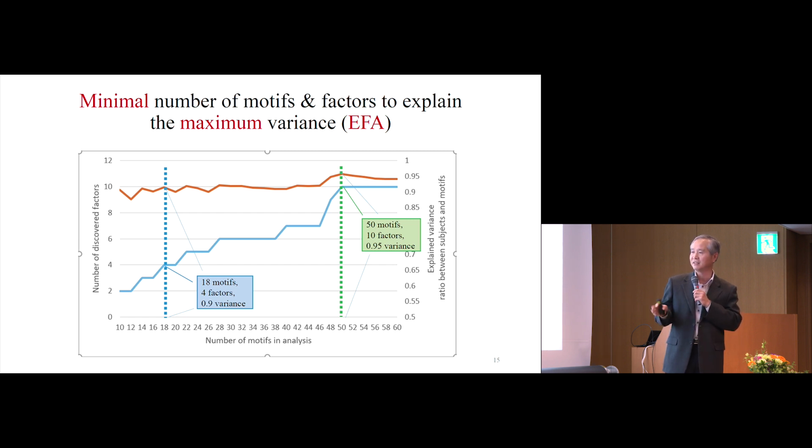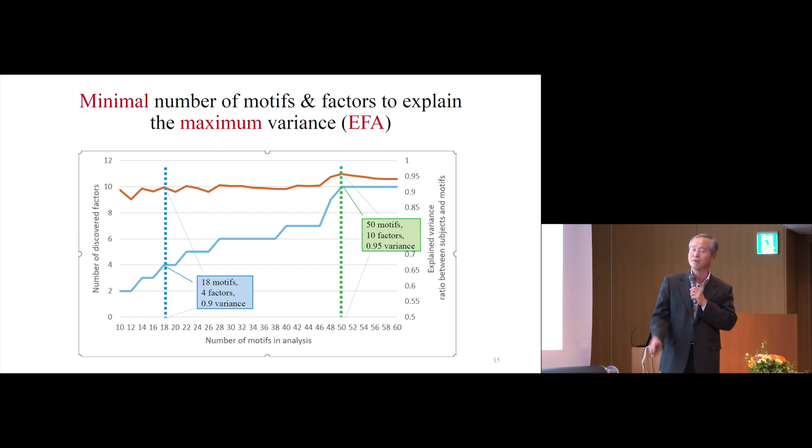The x-axis is the number of most frequently occurring motifs. The left y-axis is the number of factors we use to explain, and the right-hand side y-axis is the variance. There are 2 dotted lines. Take this blue one as an example. We find that there are 18 motifs with 4 factors, which can explain almost 90% of the variance. And for this green dotted line, it is 50 motifs with 10 factors.